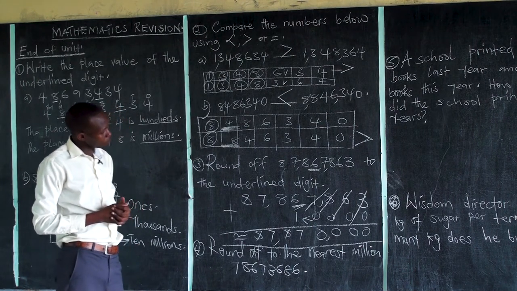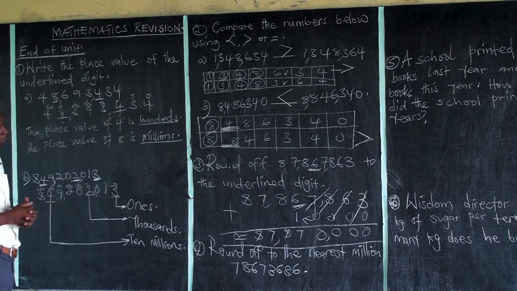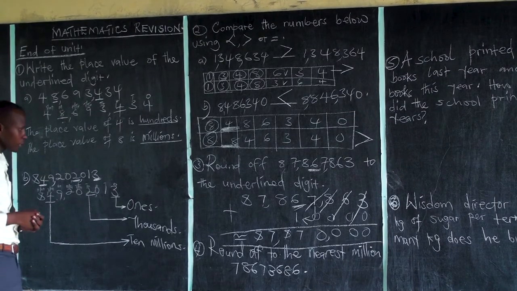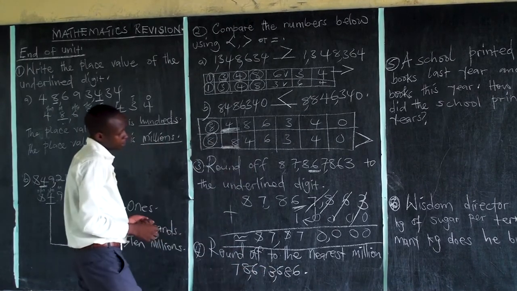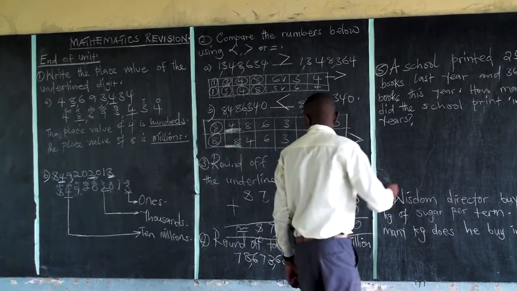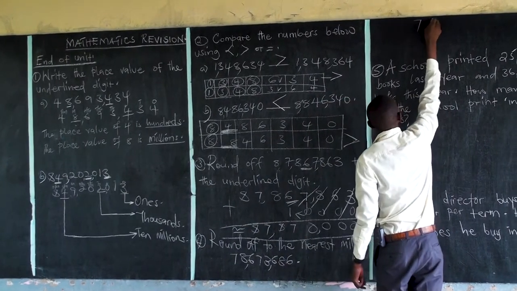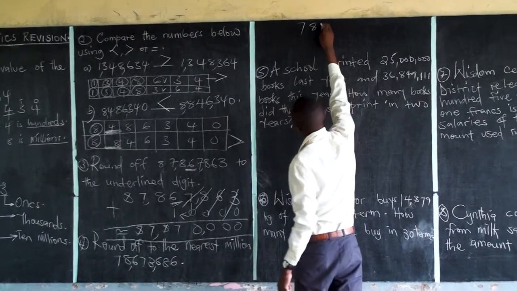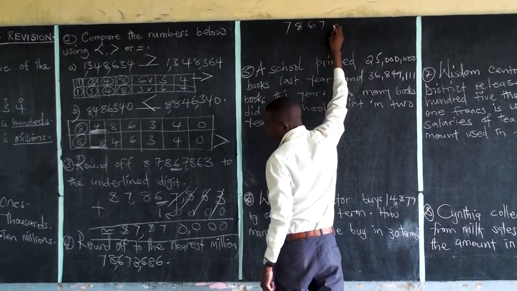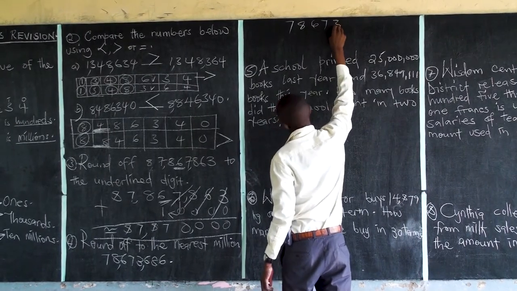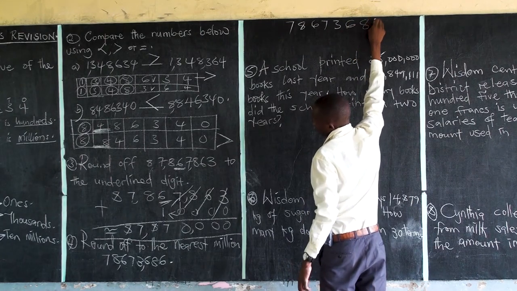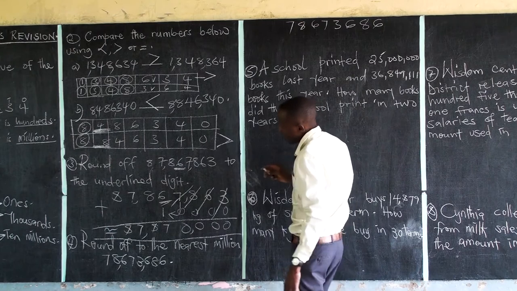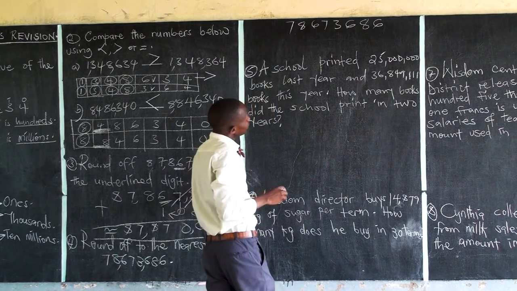Number 4, let's go to number 4. They have also given us a number whereby they have said round off to the nearest million. There is a comma here and a comma here. So the first step, we shall have to copy our question, whereby we shall have 7, 8, 6, 7, 3, 6, 8, 6. They want us to round off to the nearest million. So the replacement value is million.